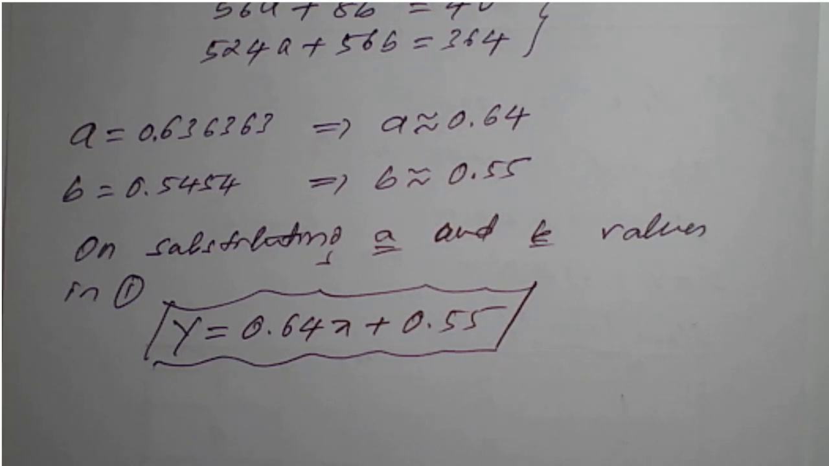So we have obtained the equation on substituting the values of a and b as y is equal to 0.64x plus 0.55. This is the best fit for the given data of x and y. So in this way we have to solve the problems based on curve fitting for the given curve, the straight line.